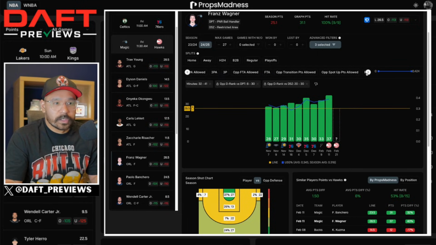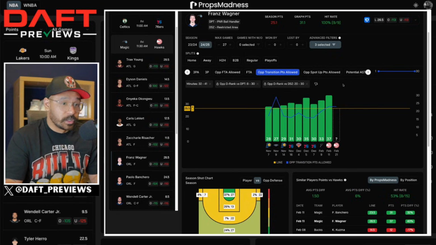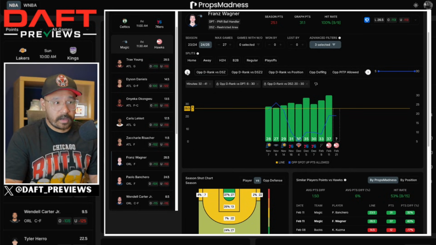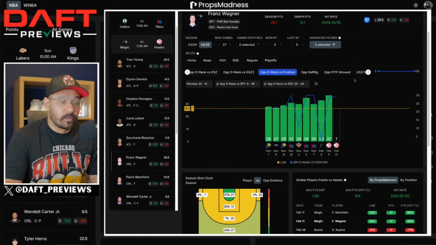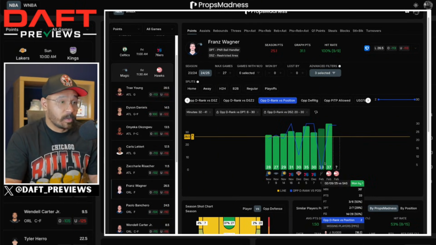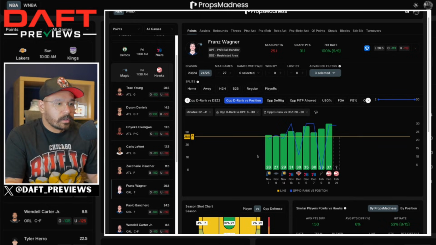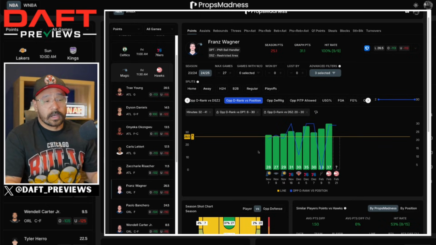So some other awesome advanced analytic filters that you have at your disposal: you can look at opposition transition points allowed, spot up points allowed. You can take a look at just specifically D rank versus position, meaning points allowed to Franz's position. So you can see that even against the Spurs, who don't allow many points to Franz's position, he's punished them. But a lot of these softer matchups, if that's your thing. But that gives you a good rundown of what you could be doing when it comes to points props.